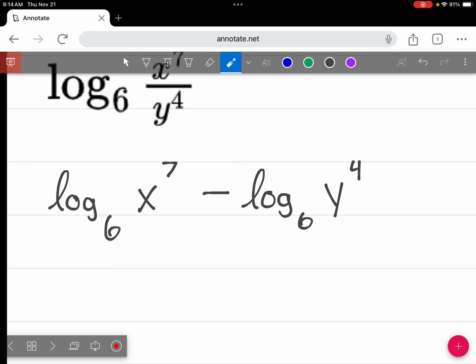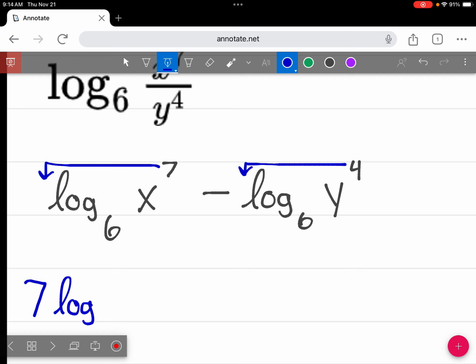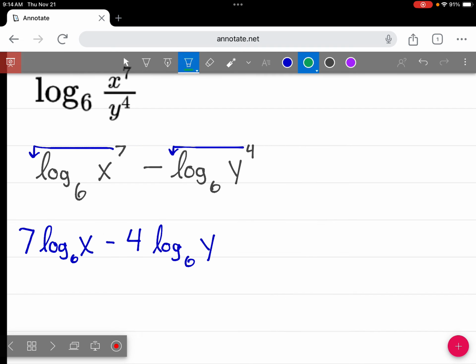Then our next piece is to use our power property, where I take my exponents and they come down and become coefficients out in front, like this. So we're going to have 7 log base 6 of x minus 4 log base 6 of y. Each of my logs only has a single term in it. I have just an x, I have just a y. So this is my final answer. This is my fully expanded logarithmic statement.